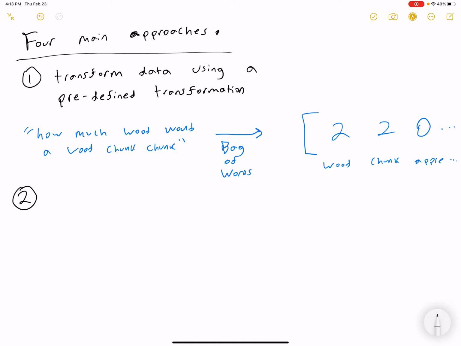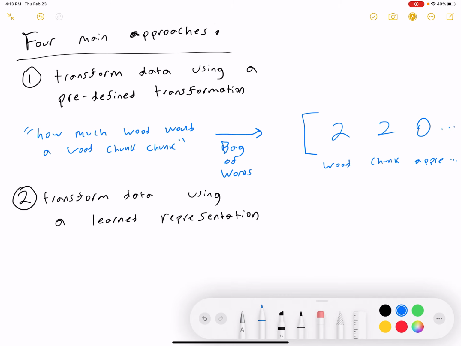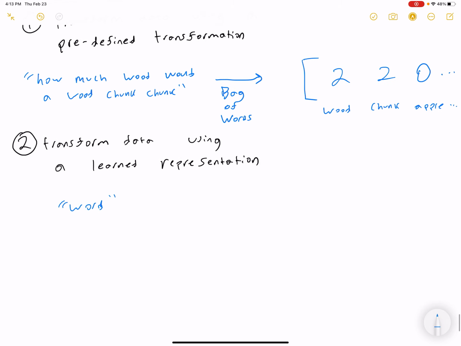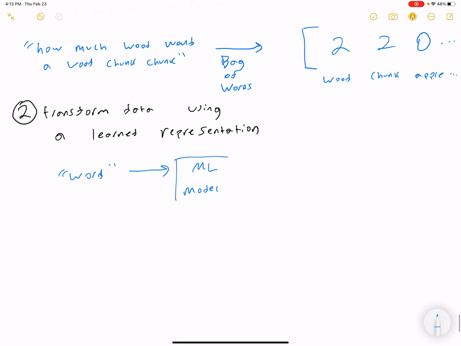The second approach is to transform the data using a learned representation. So for example, we might take our word, input it into an ML model that we learn, and that might output an automatically learned representation.